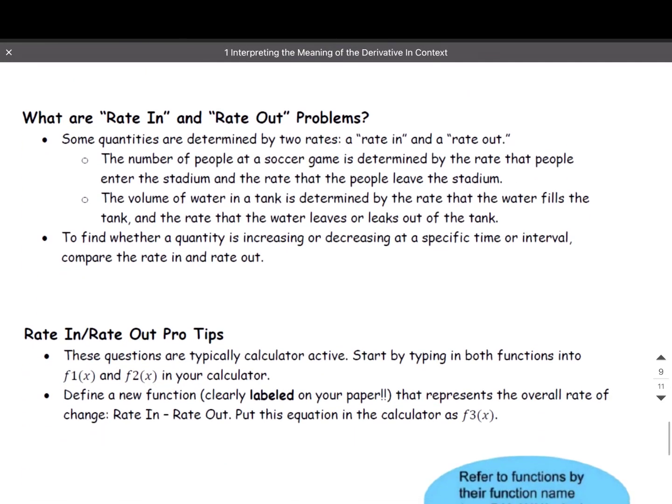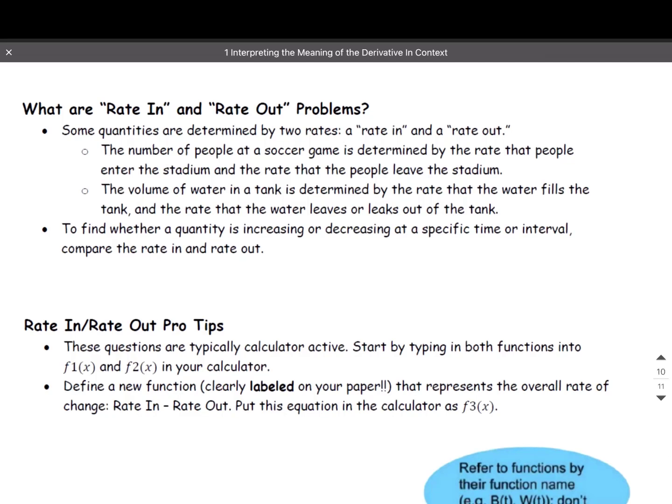Now there are also things called rate in and rate out problems. Some quantities are determined by two rates, a rate in and a rate out. The number of people at a soccer game is determined by the rate that people enter the stadium and by the rate that people leave the stadium. So you're adding the number coming in and you're subtracting the number leaving.